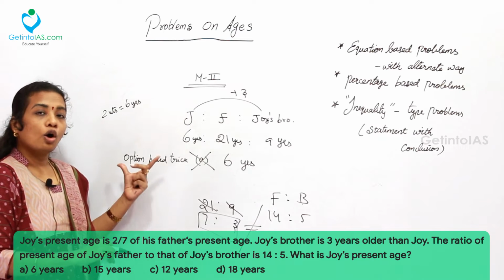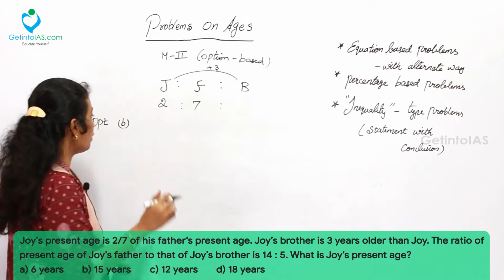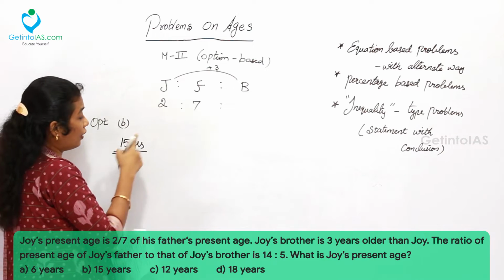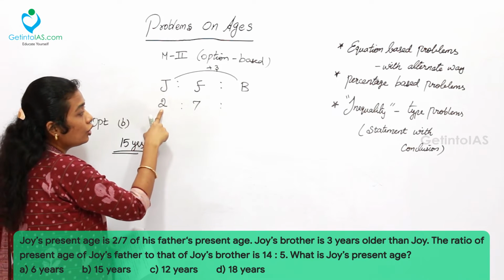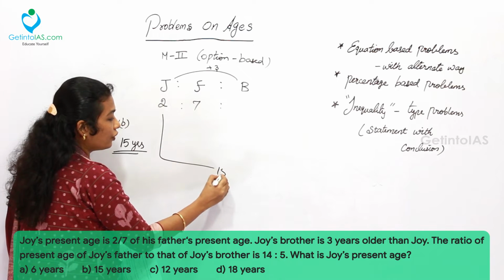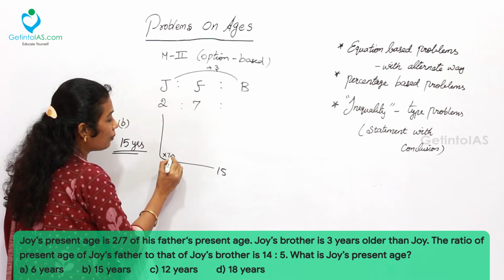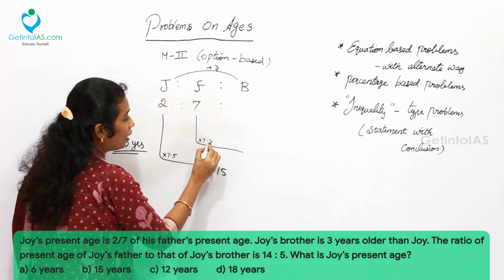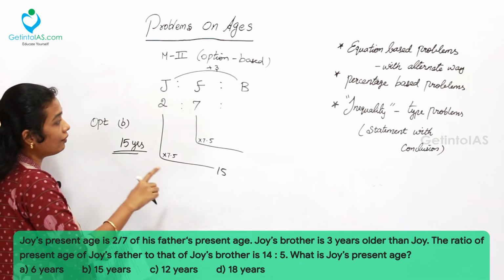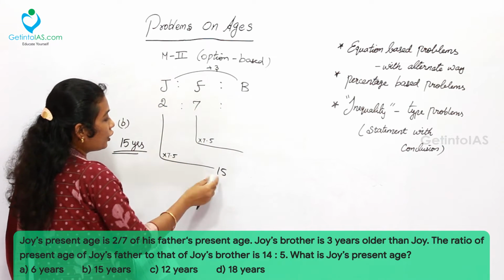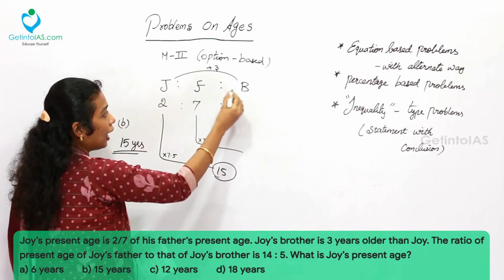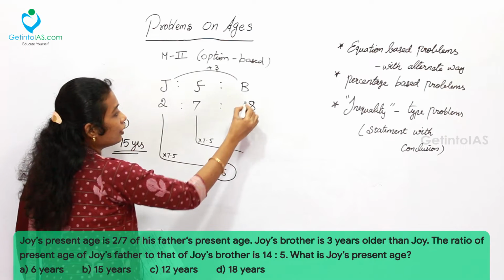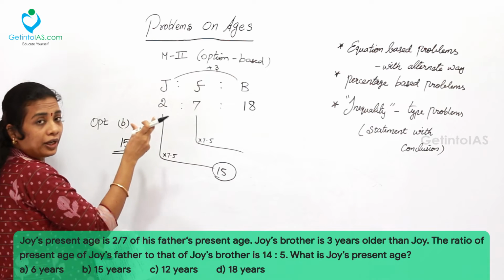Now let's check it with option B. Option B, which is given 15 years. This is 15 years for Joy. If Joy is exactly 15 years, 2 part is equal to 15, so 7.5. So father's age must be taken as 7 into 7.5, and brother's age will be exactly 15 plus 3. The age of brother will be 18.